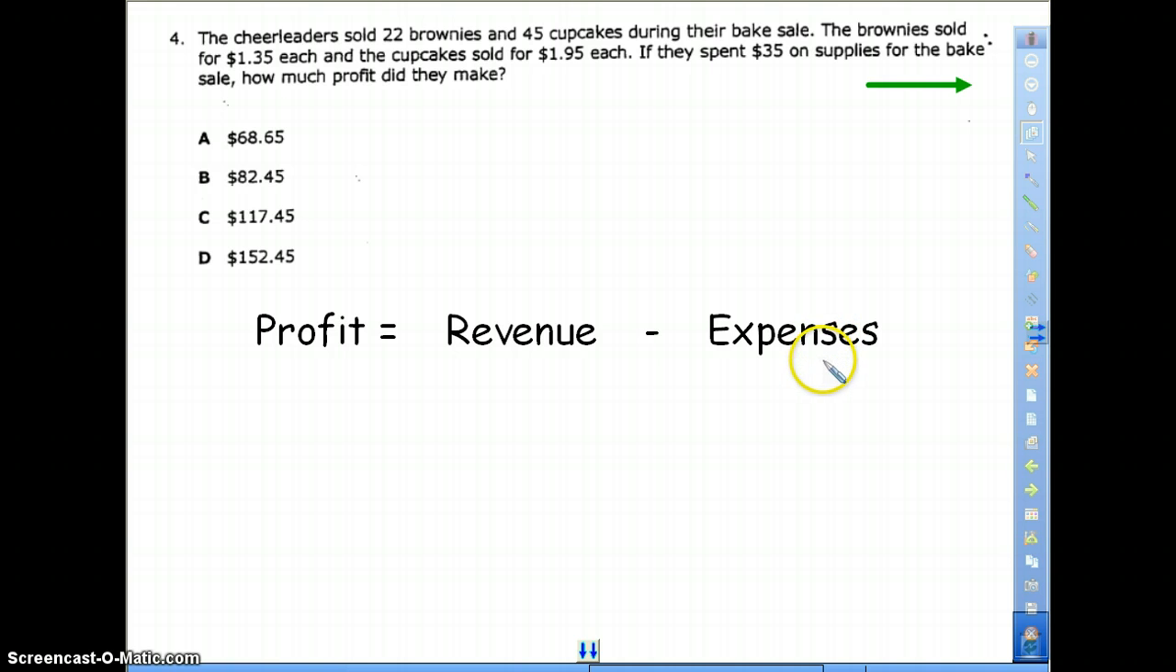Okay? If I have a lemonade stand, say I spent $5 on lemonade and cups, and let's say I made $20 revenue. To figure out how much money you put in your pocket, you got to take the $20 revenue and subtract the $5 in expenses. That means I got to put 15 bucks in my pocket.